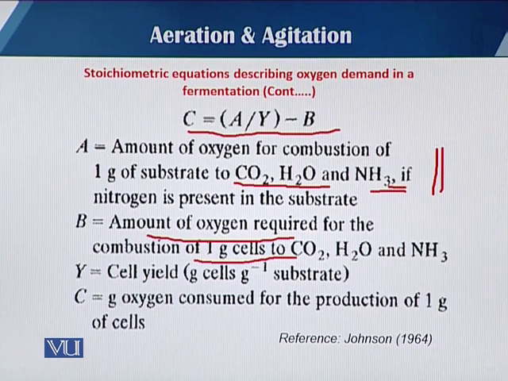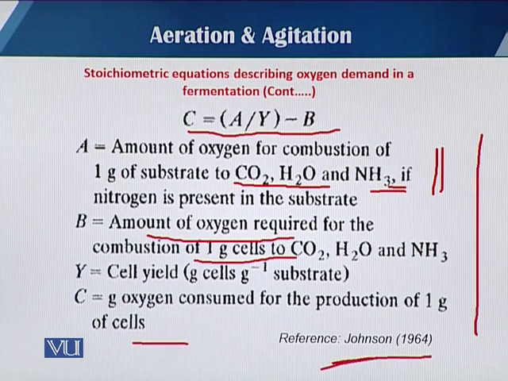So what is the difference between A and B? A is the oxygen just for the carbon source, and B is just the respiration of the cells, that is, how many cells are present. Y is the cell yield, that is, how much biomass will be produced, and C is the grams of oxygen consumed for the production of 1 gram of the cells. So this equation reported by Johansson shows the relationship of 3 parameters with respect to the oxygen requirement.